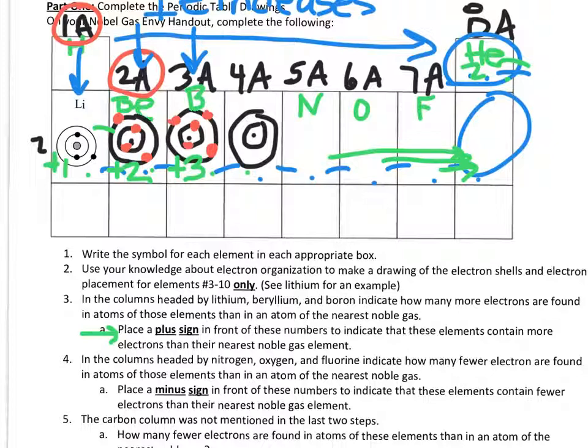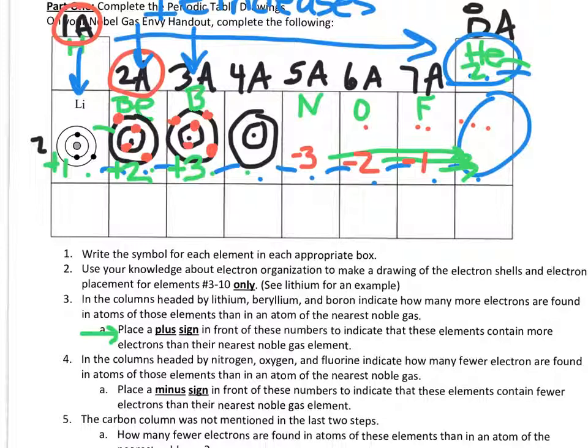So here we're going to indicate how many boxes or how many jumps we are away from the nearest noble gas. So nitrogen is 1, 2, 3. So we're going to put a 3 here. Oxygen is 1, 2. Put a 2 here. And fluorine is just 1. And we'll put a 1 here. And we're going to place a minus sign because that indicates how many electrons he has to gain.